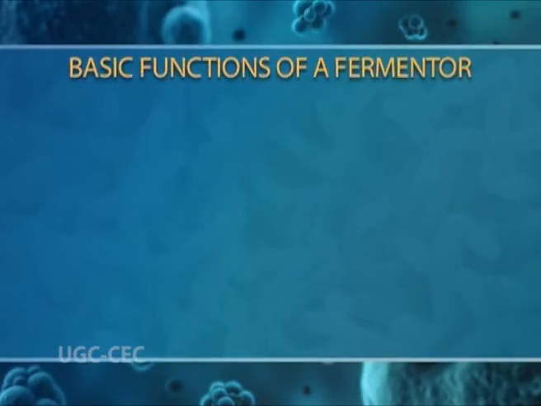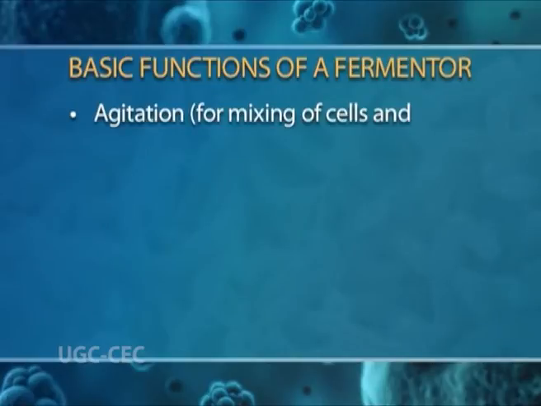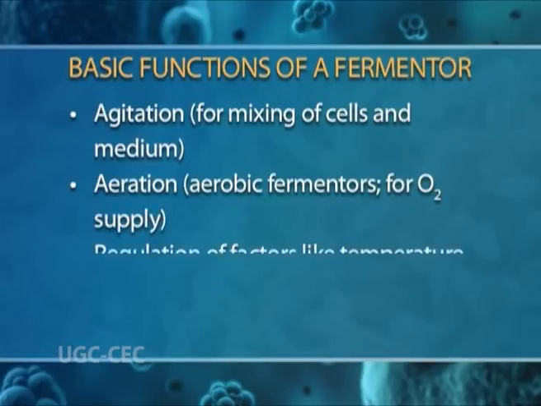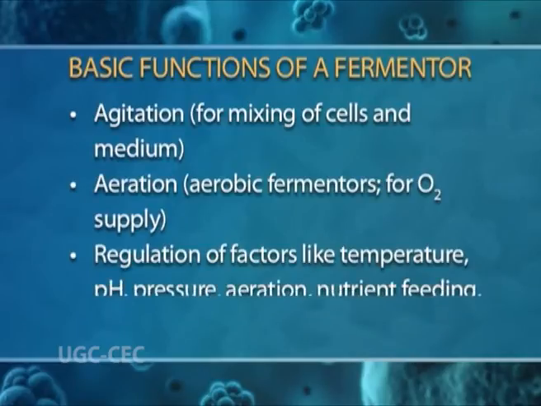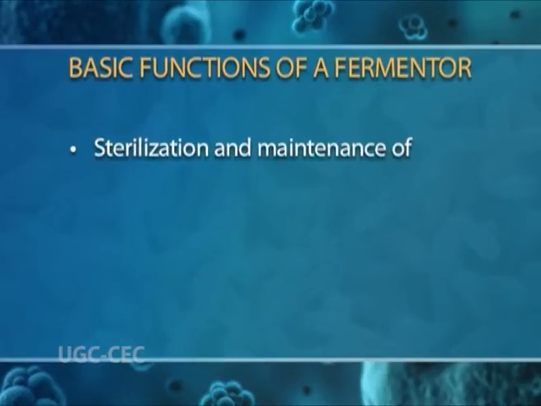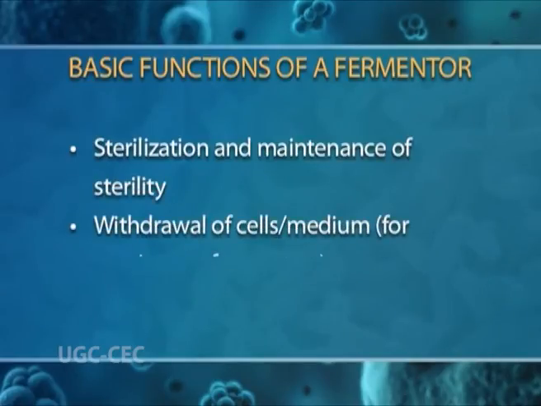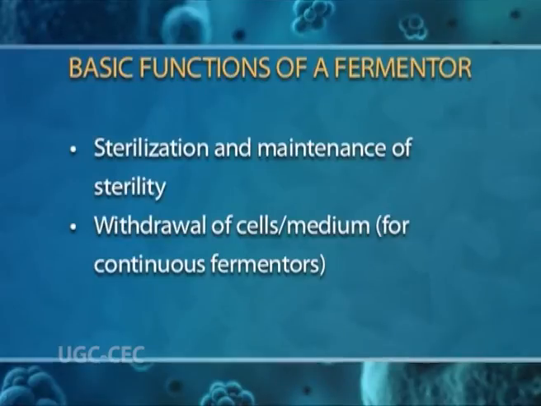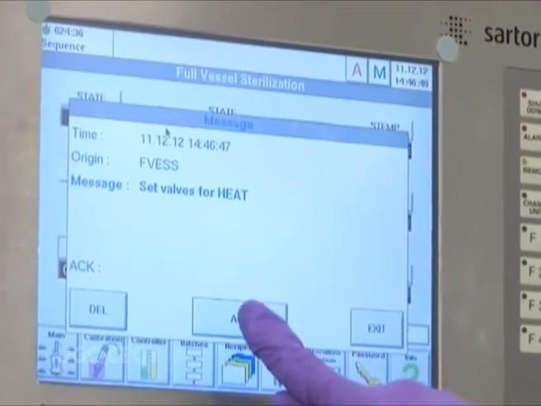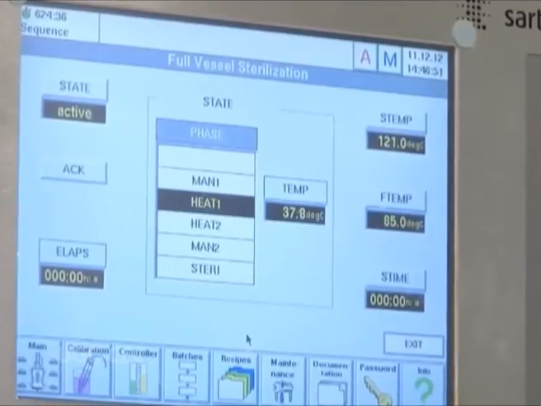A fermenter should provide agitation for mixing of cells and medium, aeration in aerobic fermenters for oxygen supply, and regulation of factors like temperature, pH, pressure, aeration, nutrient feeding, liquid level, etc. It should also provide sterilization and maintenance of sterility, and withdrawal of cells and medium for continuous fermenters. Modern fermenters are usually integrated with computers for efficient process monitoring, data acquisition, etc.